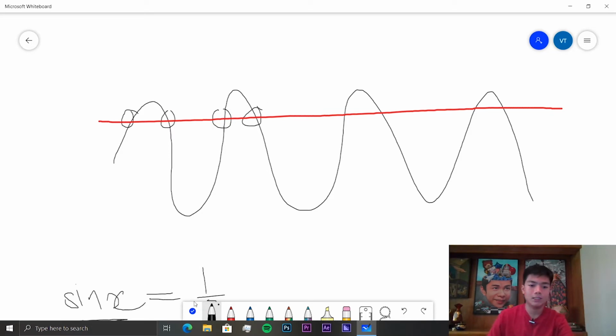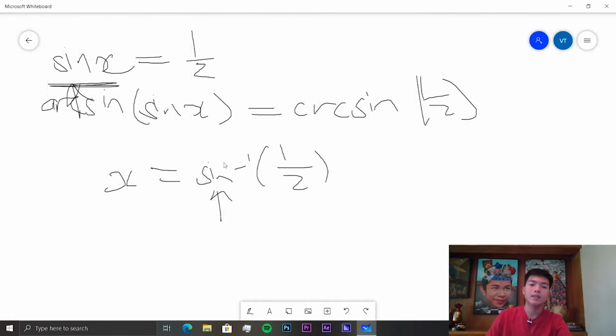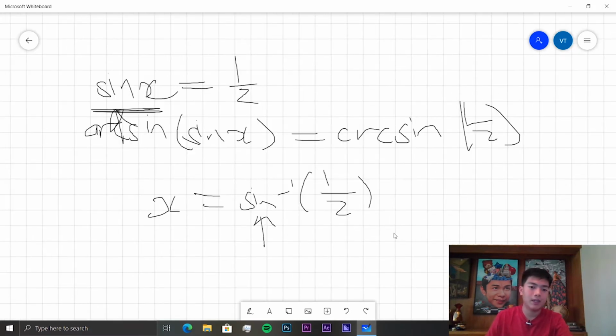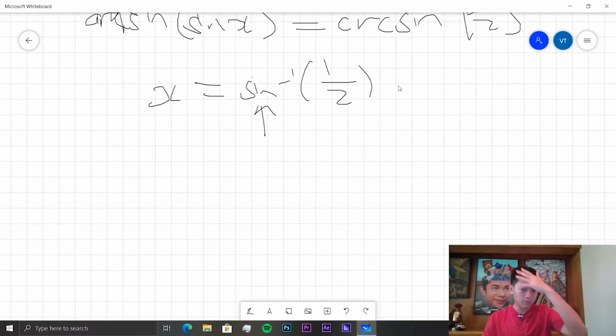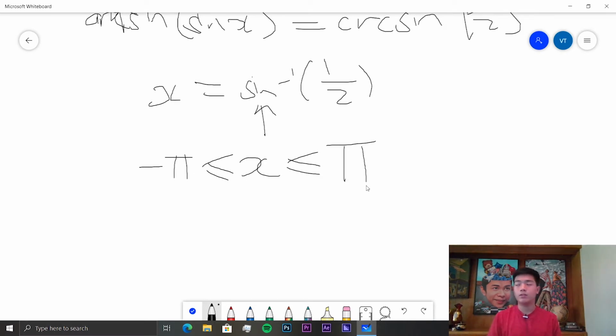And so that's why it's necessary to impose a domain restriction on the original function to obtain a valid inverse function. Normally the domain restriction is negative pi over 2 less than or equal to x less than or equal to pi over 2. This is the normal domain restriction we put on the original function, and this is called the principal value of x.